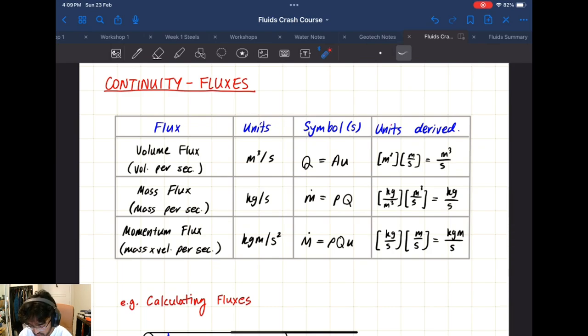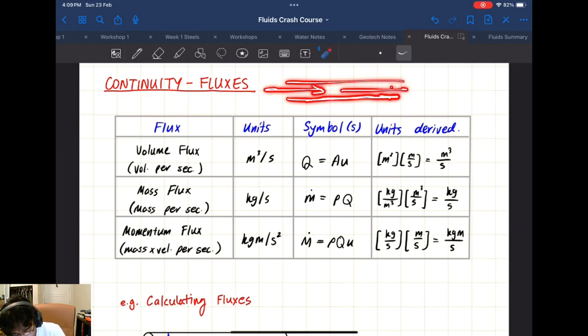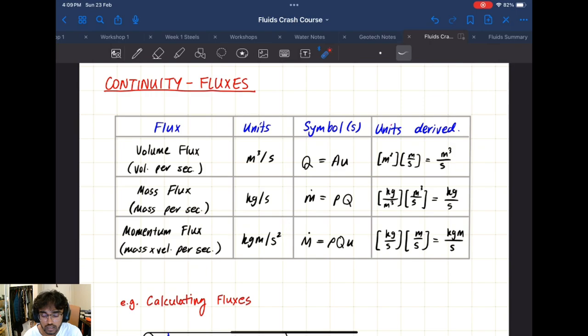There are three types of fluxes: volume flux, mass flux, and momentum flux. Each of these has a different unit, obviously. The volume flux is the amount of volume of the fluid going through a pipe per second. So imagine you have a pipe, and the flux is the amount of fluid going through the pipe per second. That's pretty much what flux is.